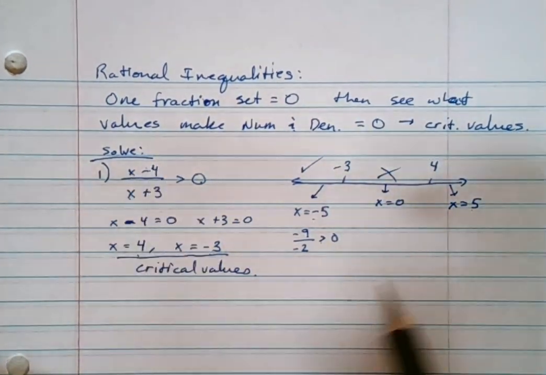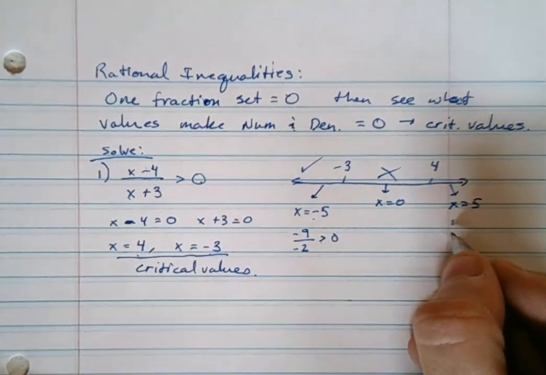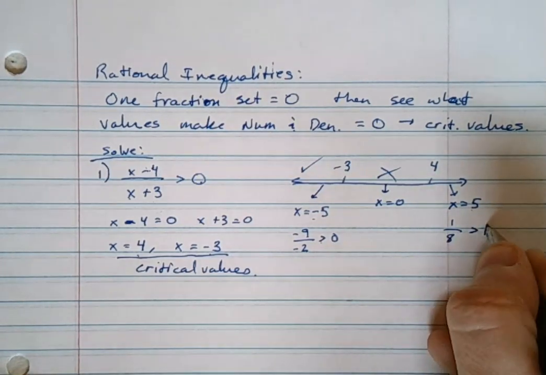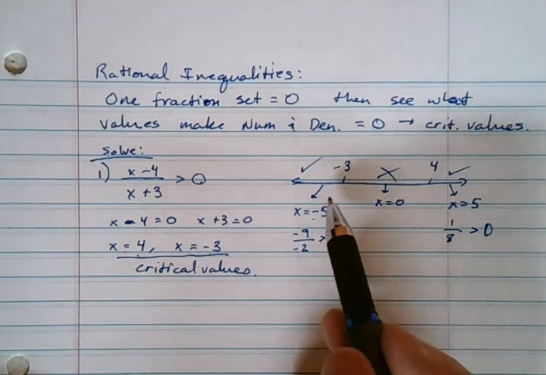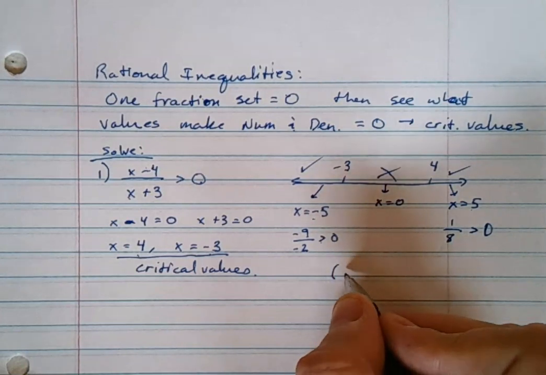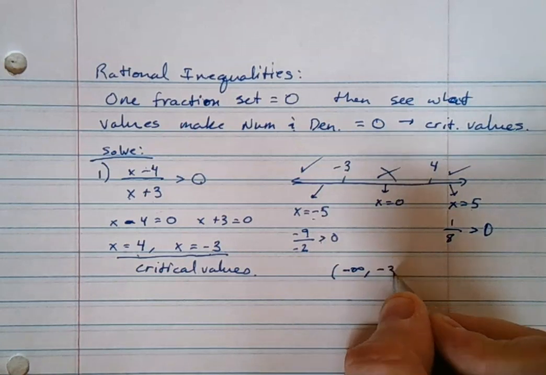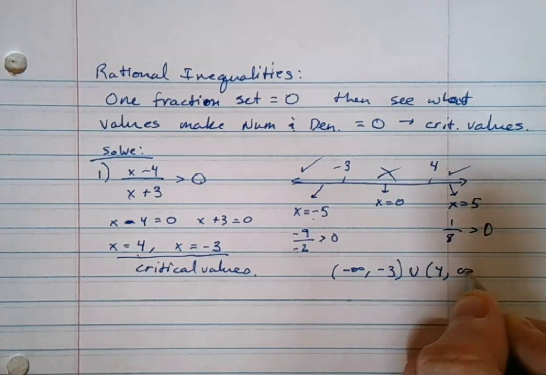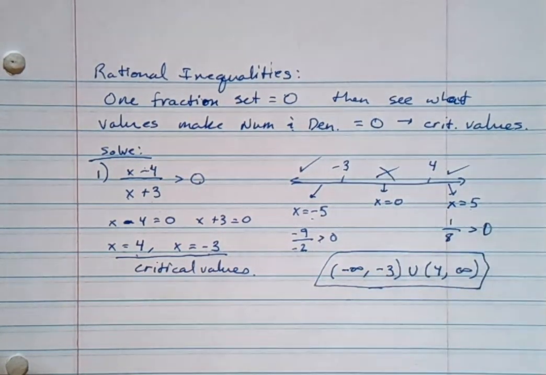Plug in positive 5. 5 minus 4 is 1. And 5 plus 3 is 8. And 1/8 is greater than 0. So we put a check mark. And there's our answer. Our answer is parentheses -infinity, -3, union 4 to infinity. Okay? That's it.